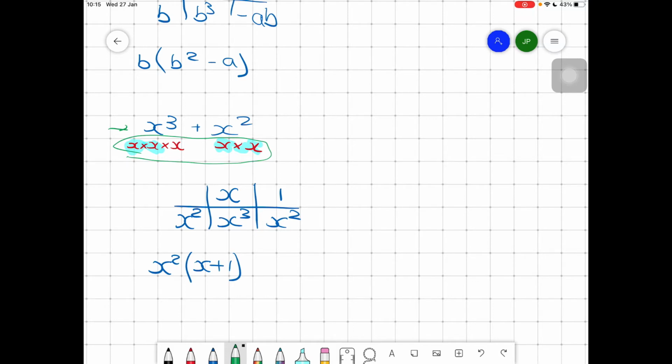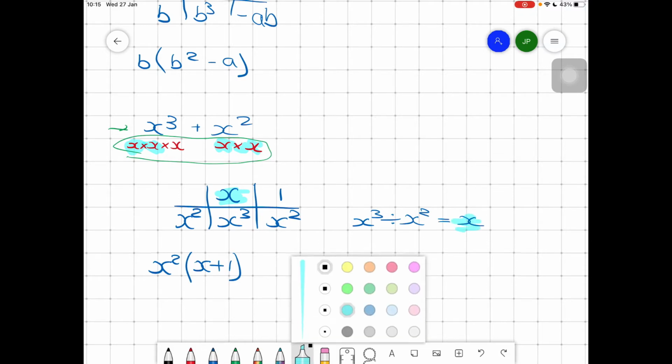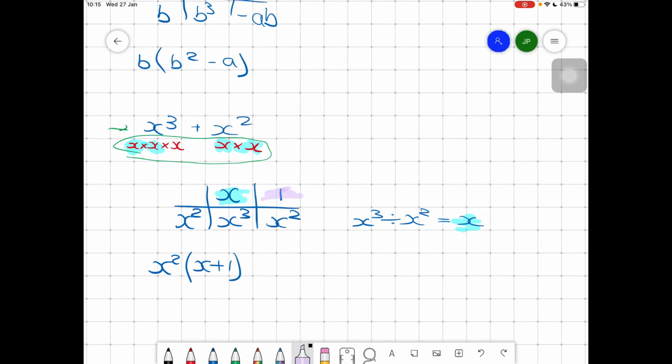And then it's just a little bit of division, because this box comes from doing my x cubed divided by my x squared, and the second part, the 1, comes from doing my x squared divided by x squared to give me 1. It's just doing a bit of division. That's where my x squared lots of x plus 1 comes from.